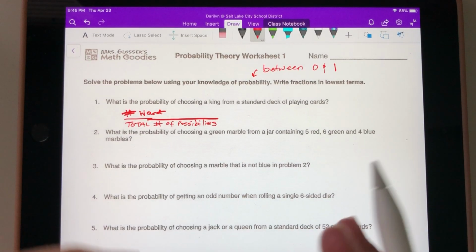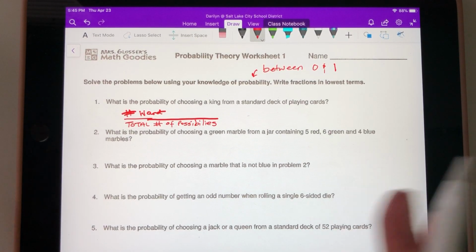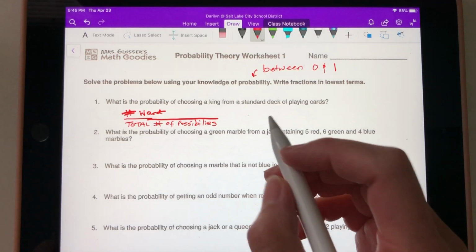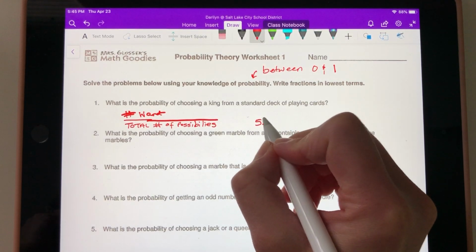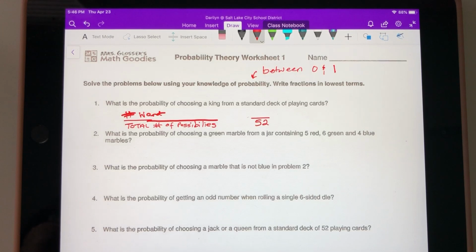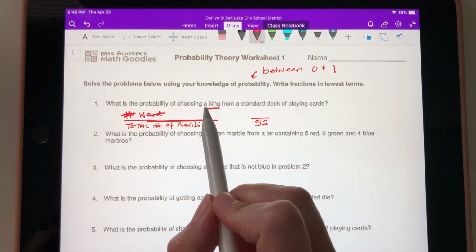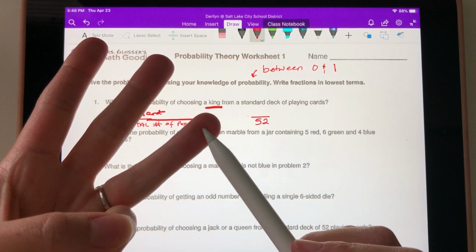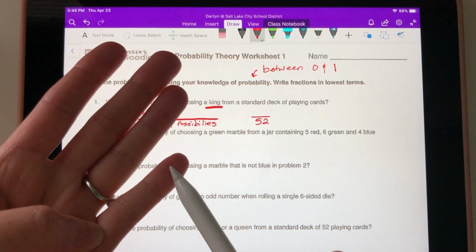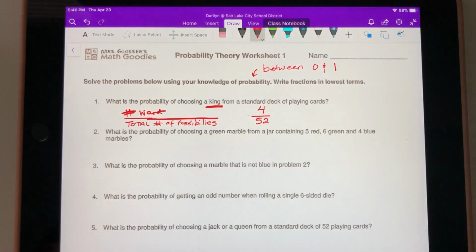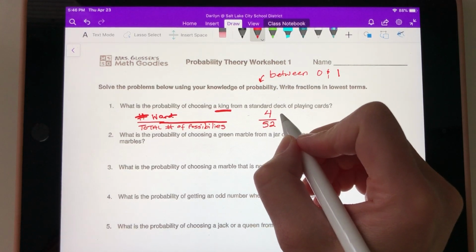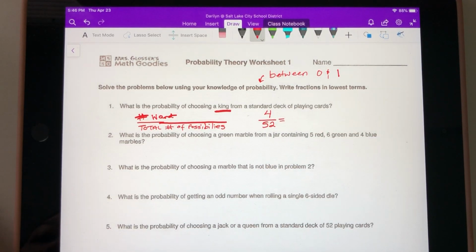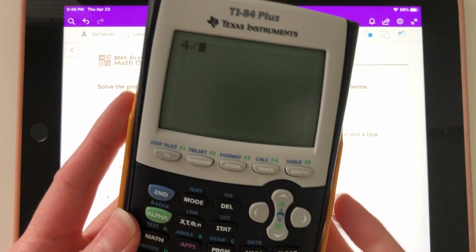So when I look at the standard deck of playing cards in the lesson, there's a picture showing all the playing cards. I notice that there are 52 cards total. So the total number of possibilities is 52. I also see that there are 4 kings possible. There's a king of hearts, a king of diamonds, a king of spades, and a king of clubs. So there are 4 things that I want out of a total 52. I'm going to plug that into my calculator and find the probability.